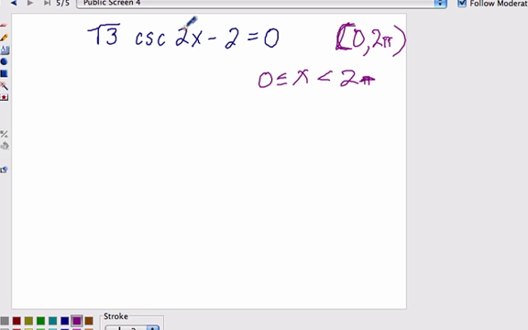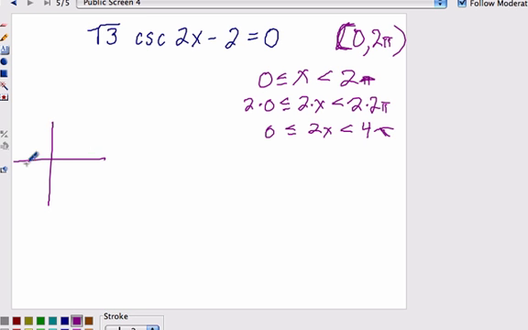And then, since this is 2x, I'm going to multiply everything here by 2. And so that's going to give me 0 is less than or equal to 2x, which is less than 4 pi. Okay, so what that means is anything less than 2 rotations around, because this would be 2 pi plus one more time around would be 4 pi. Okay? So let's solve this. We're going to first add 2 to both sides.